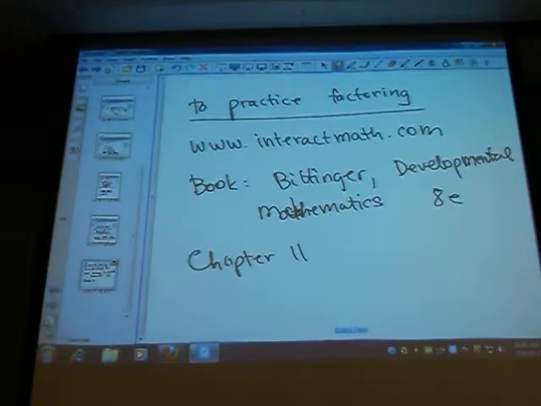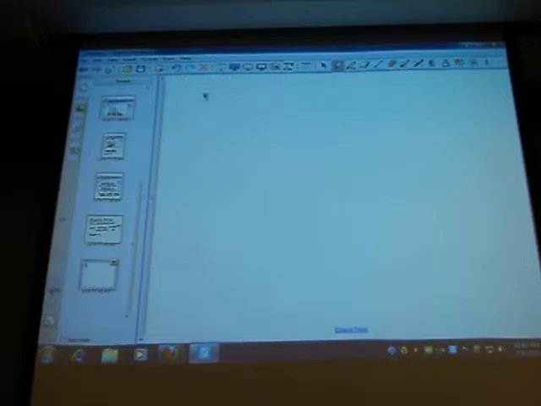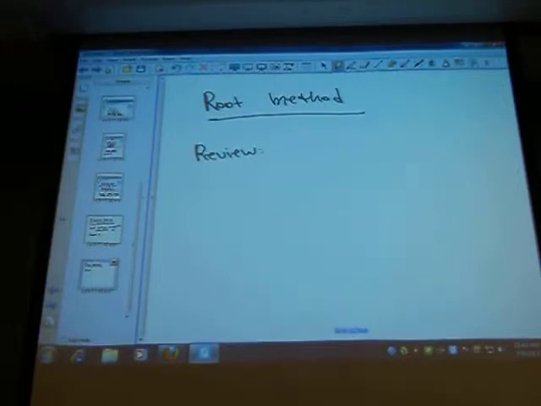Alright, let's talk about the root method. Okay, so to solve, let's do a review problem here. Let's solve a quadratic using the root method. Solve 3x squared minus 27 equals 0. Okay? What would I need to do there?